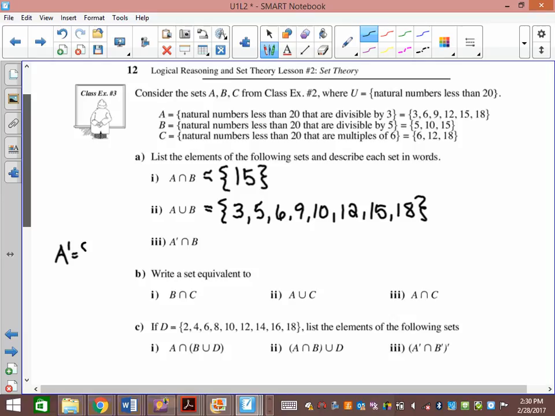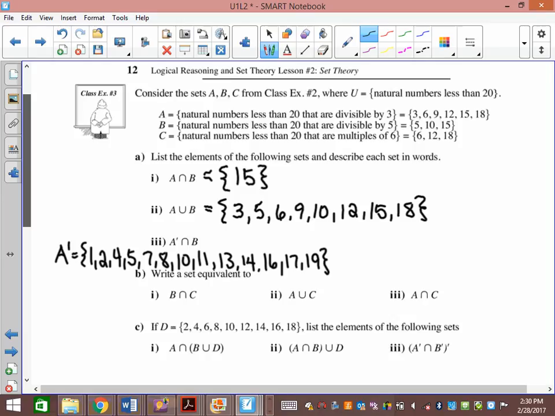So we'd start at 1 because that's the natural number start. So 1, 2, 3 is in A, 4, 5, 6 is in A, 7, 8, 9 is in A, 10, 11, 12 is in A, 13, 14, 15 is in A, 16, 17, and 19. So now that I have not A and I have B, it's easier to compare them when you can physically see the numbers that are in each. If you just try to figure out which ones are not in A and in B by using your brain, you might miss a number, right? Better if you write it out.